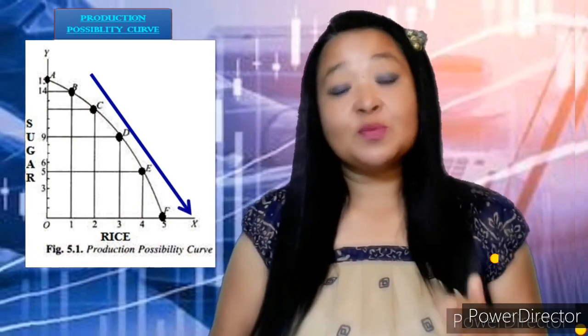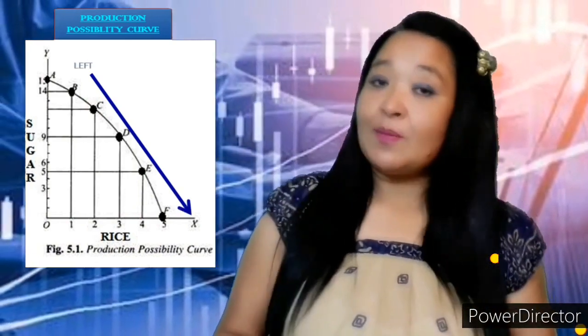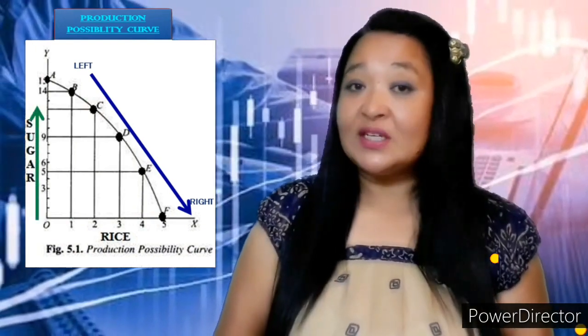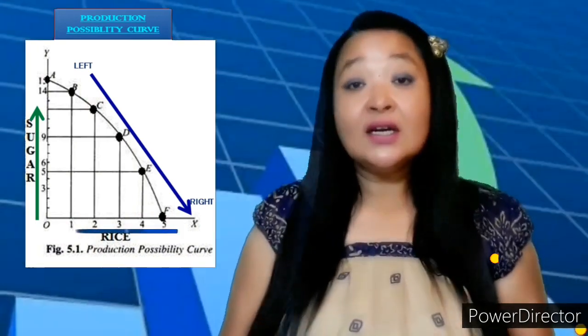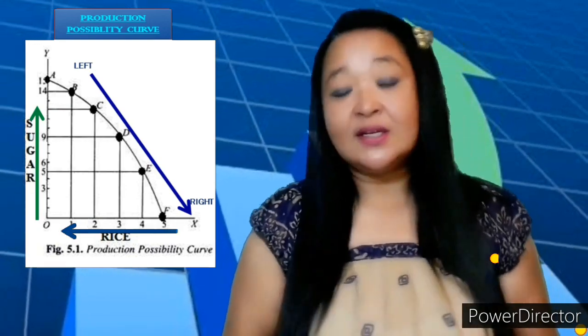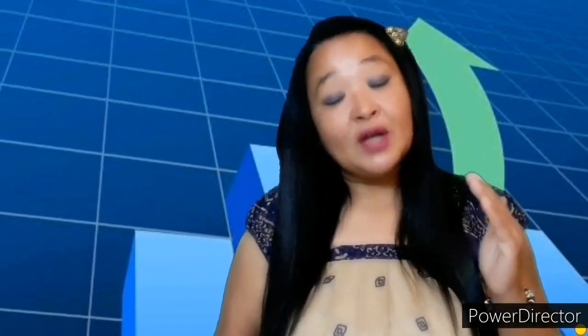Well, the production possibility curve always slopes downwards from left to right, because in order to increase the production of one commodity, we have to sacrifice the production of another commodity. That's why the curve always slopes downward from left to right. So this entire concept that we discussed right now is the production possibility curve.